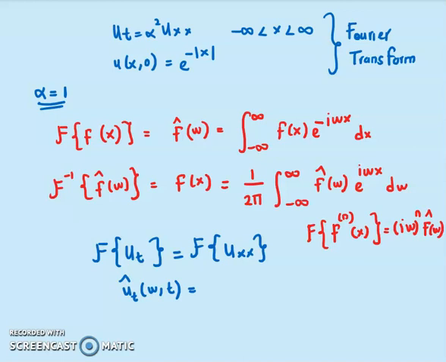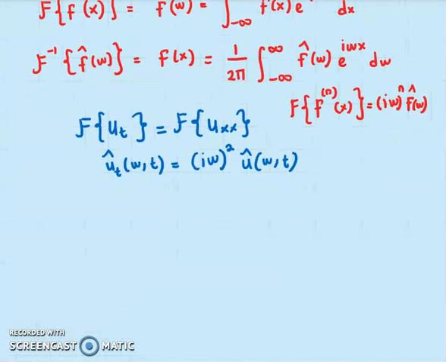Now this is the definition of the Fourier transform if you have n derivatives. In this case here it is u_xx, which is a second derivative. So by definition I have (i omega) squared because of the second derivative. And remember, f transforms to f hat, so if I'm looking at u here, I will transform it to u hat omega t. Now simplifying this, I have u hat t omega t equals negative omega squared u hat omega t.